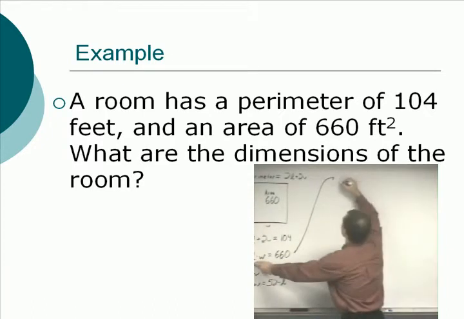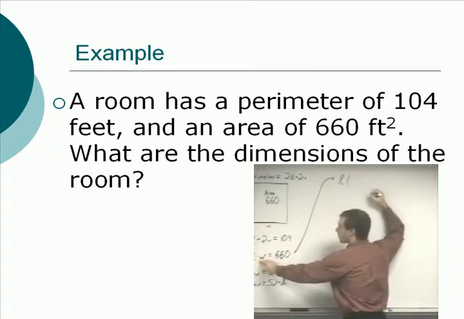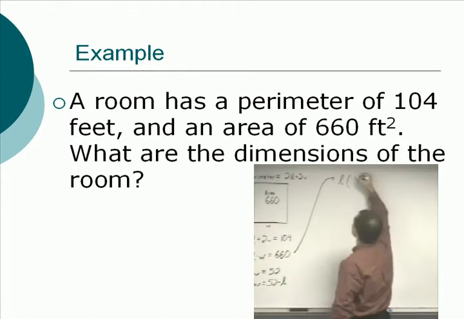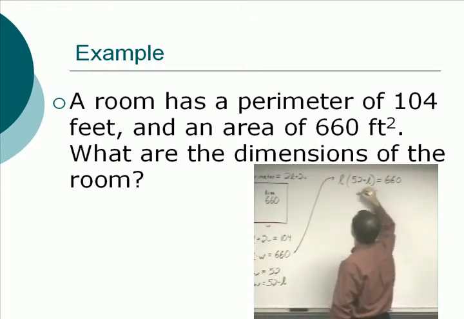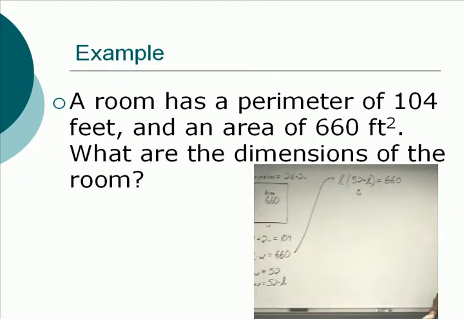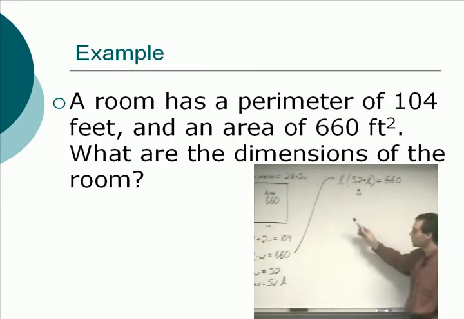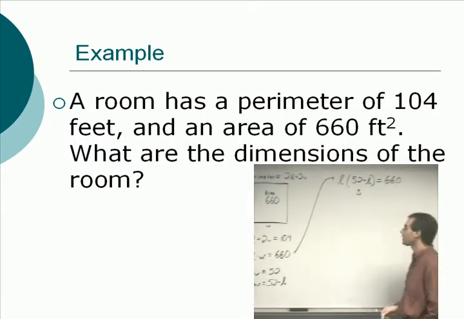So we know the length times the width, but the width we know to be 52 minus L, has got to be equal to 660, where 52 minus L is really our width. Okay? That's an example of a system of equations. That's the next unit that we're going to do, but we don't have to know much about systems of equations to get this written in a quadratic form. We just have to recognize these two facts. So we'll kind of perceive it, even though we haven't formally studied systems of equations yet.